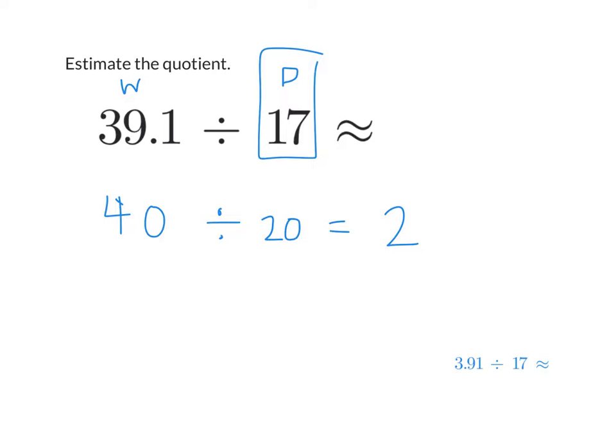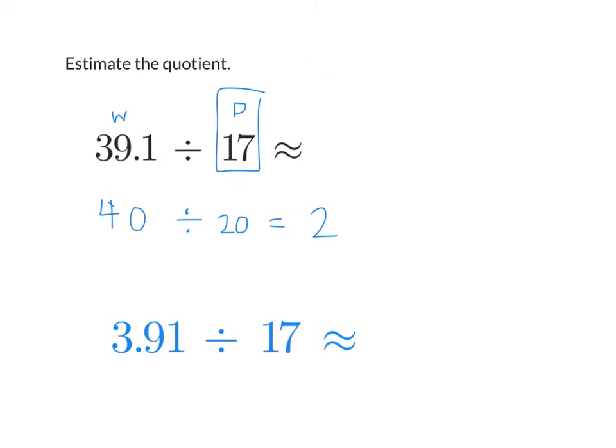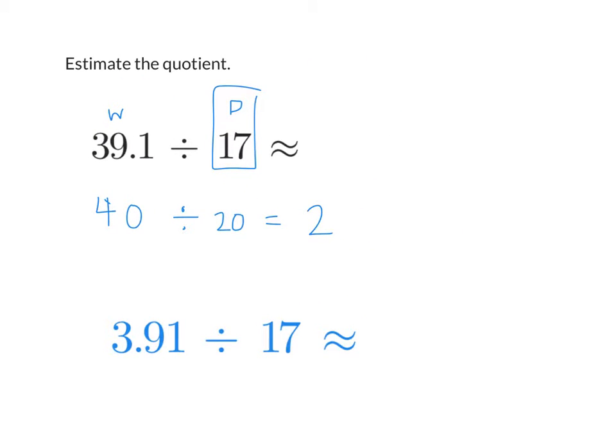Very good. Okay, here's another problem that's kind of related. 3.91 divided by 17. So if you know that 39.1 divided by 17 is pretty close to 2, how does the second equation compare? What's the same between these two equations? Rishit? They both have the same divisor. We're dividing them by the same thing, 17. I also noticed they both have 391 in the whole. Do you see that? A 3, a 9, and a 1.